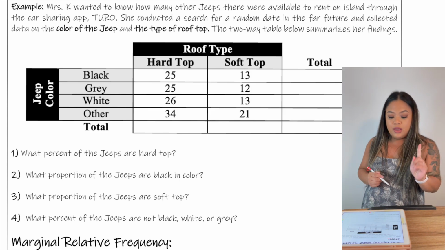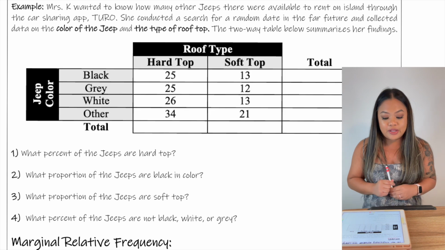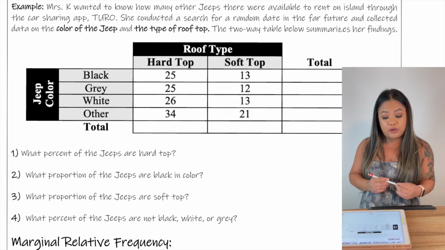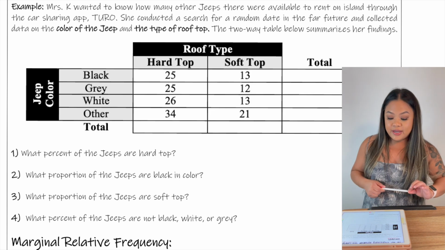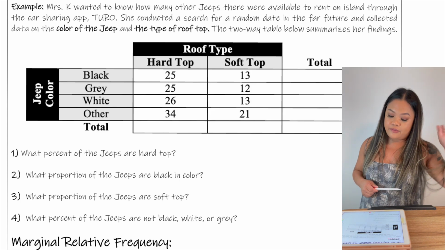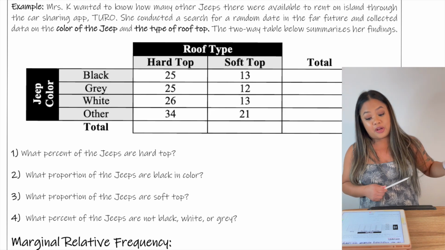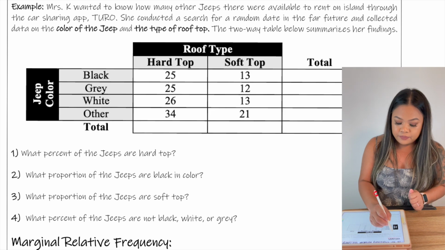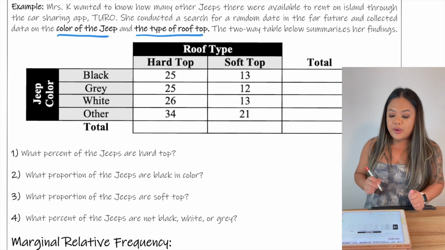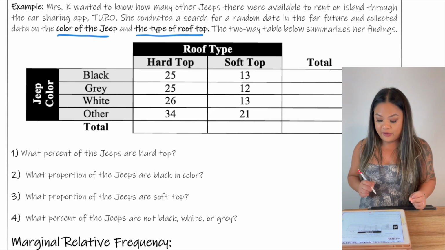So, example 1, Mrs. K wanted to know how many other Jeeps there were available to rent on island through the car sharing app Turo. She conducted a search for a random day in the far future and collected the data on the color of the Jeep and the type of rooftop. The two-way table below summarizes her findings.